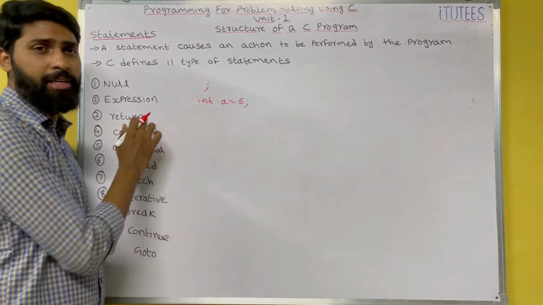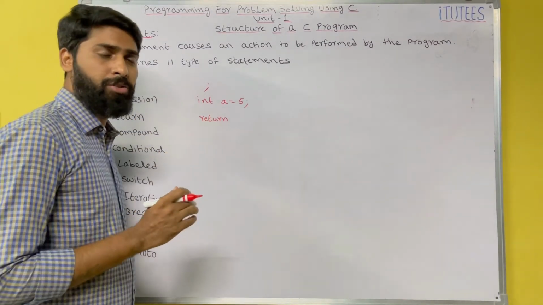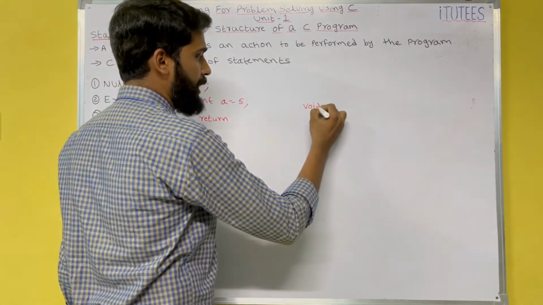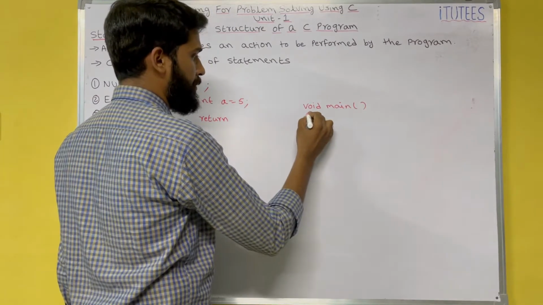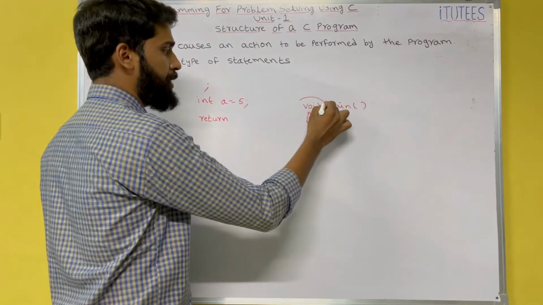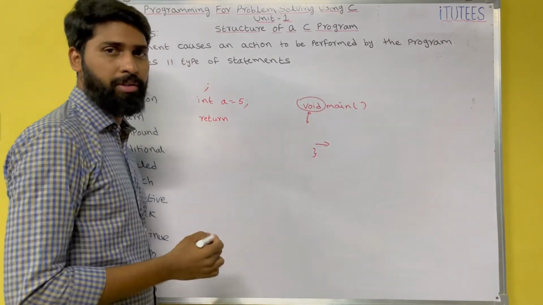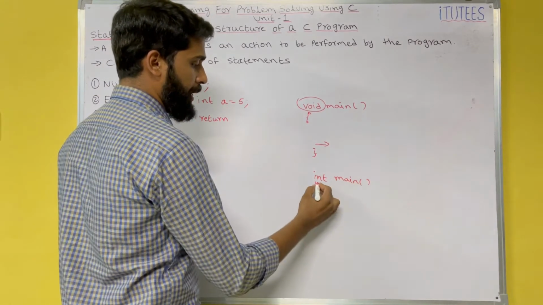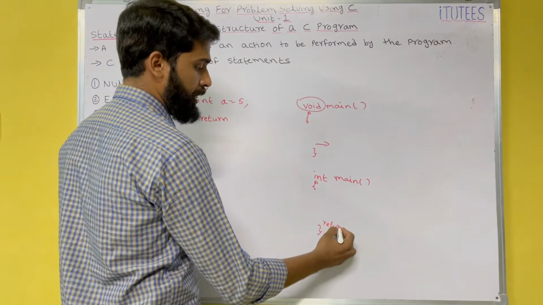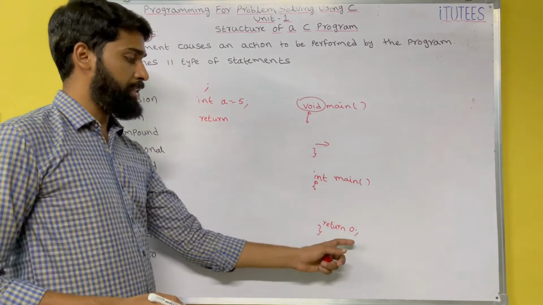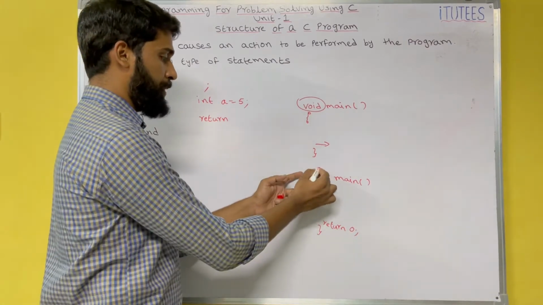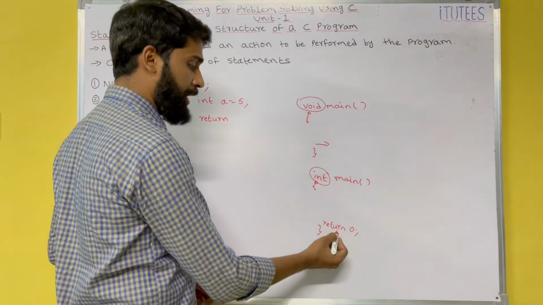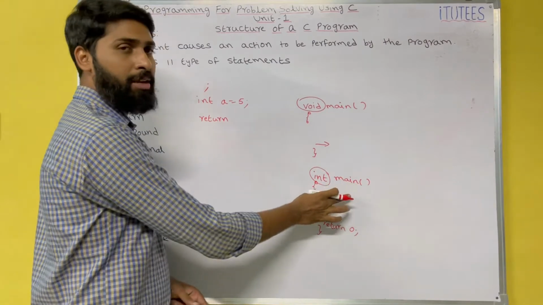Next one, return statement. The return statement is used to terminate the function. For example, in our programs we write void main. Here the return type is void, so we don't write any return value. In many programs, it looks like this: int main, open bracket, and the last line is return 0. Here 0 is an integer. Since the return type is int, you write return 0. Here the return statement is used to terminate this function.